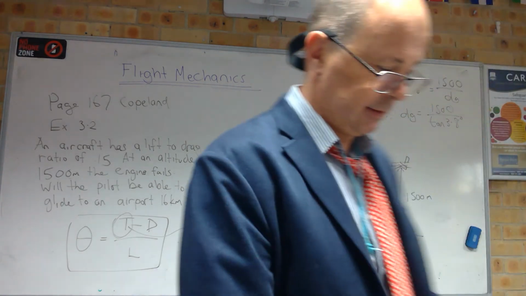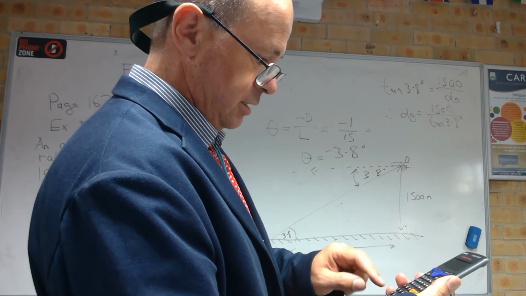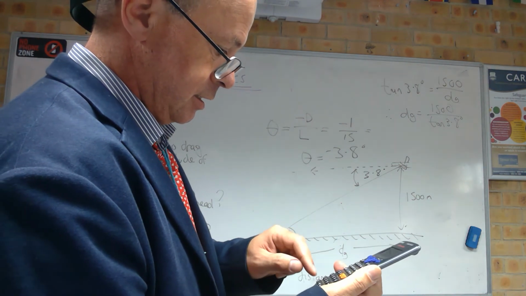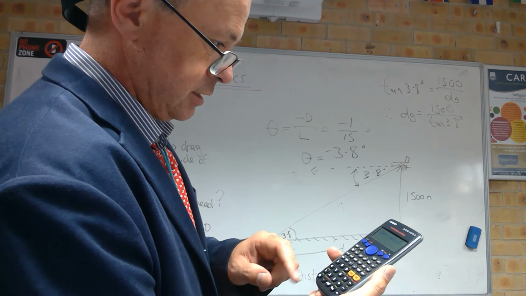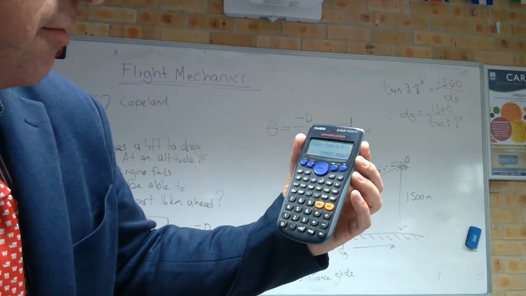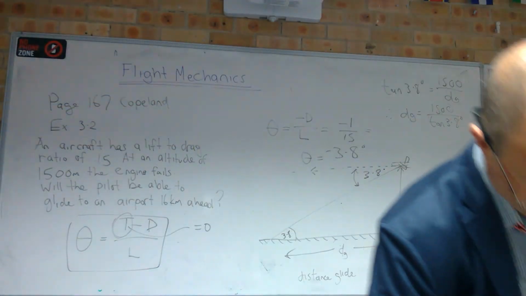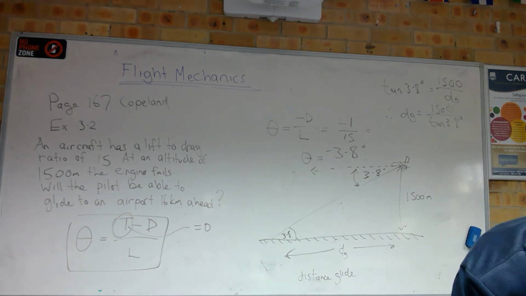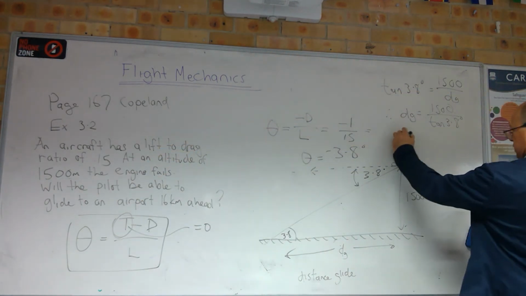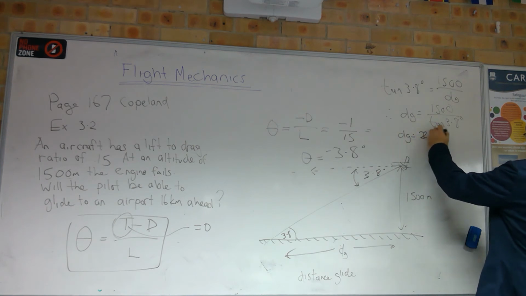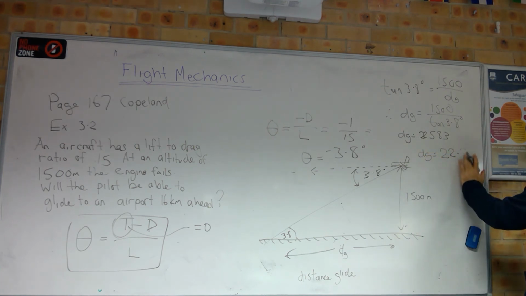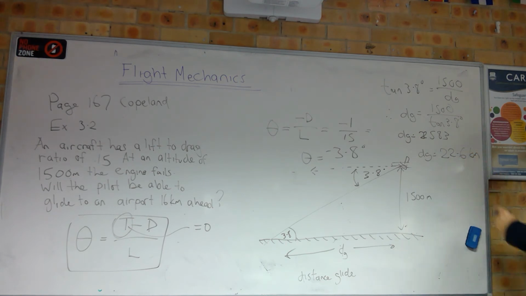So we get out our calculator and we go 1500 divided by, open bracket, tan 3.8 degrees, and go equals. And we end up with 22,583. Now, our book gave us a distance of 22.5 kilometers. So yes, we end up with DG in meters of 22,583, and we divide by 1,000, so distance glide is equal to 22.6 kilometers.